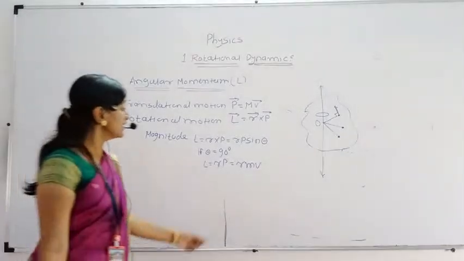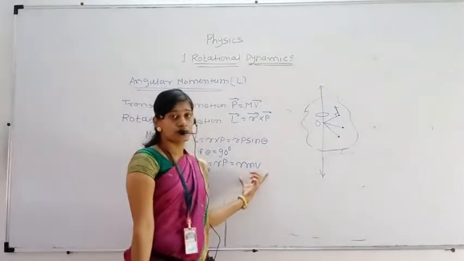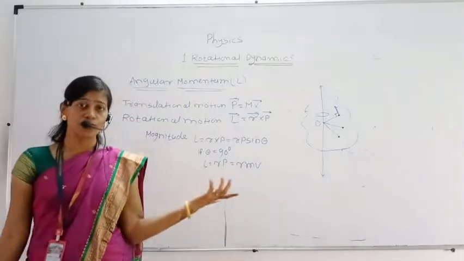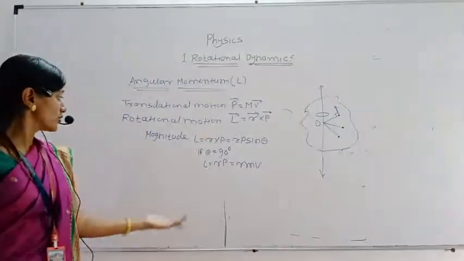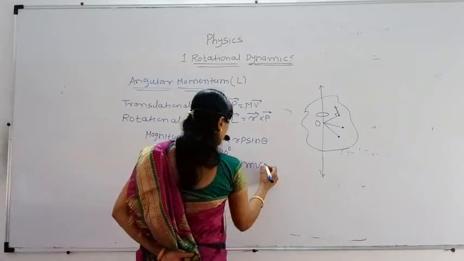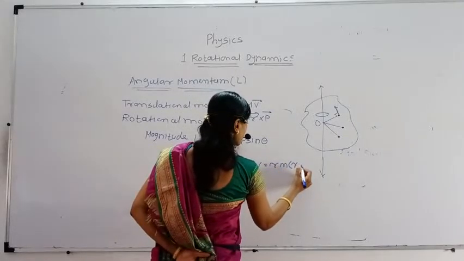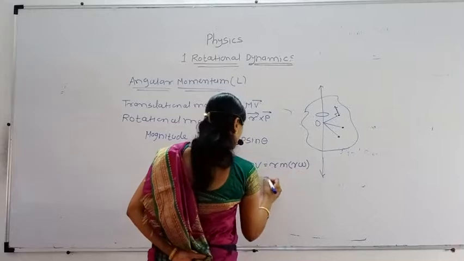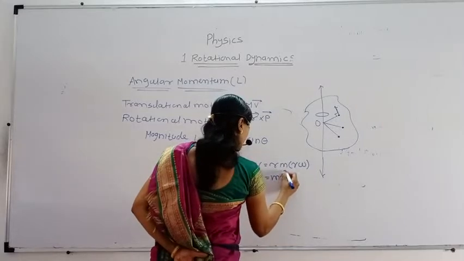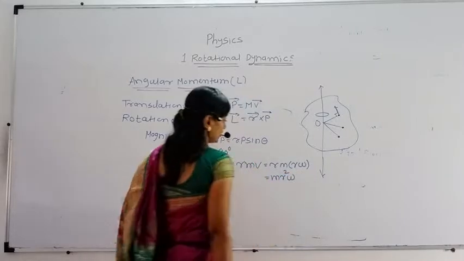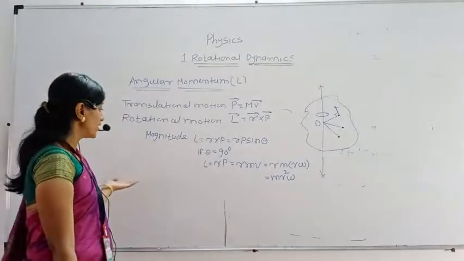Here, again, we can put the value of omega also. No problem for that. What is the value of V? R into omega. So R into M into R omega, finally we will get M R square into omega. Okay, so this is the angular momentum.